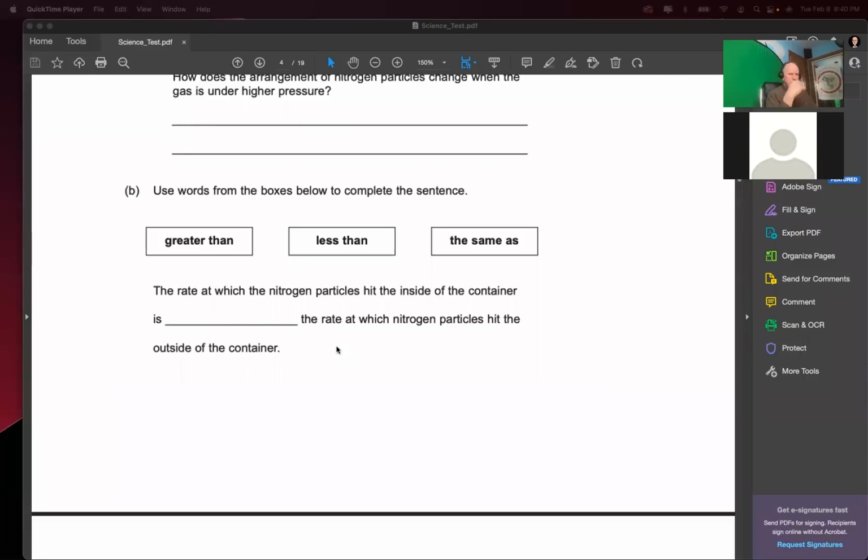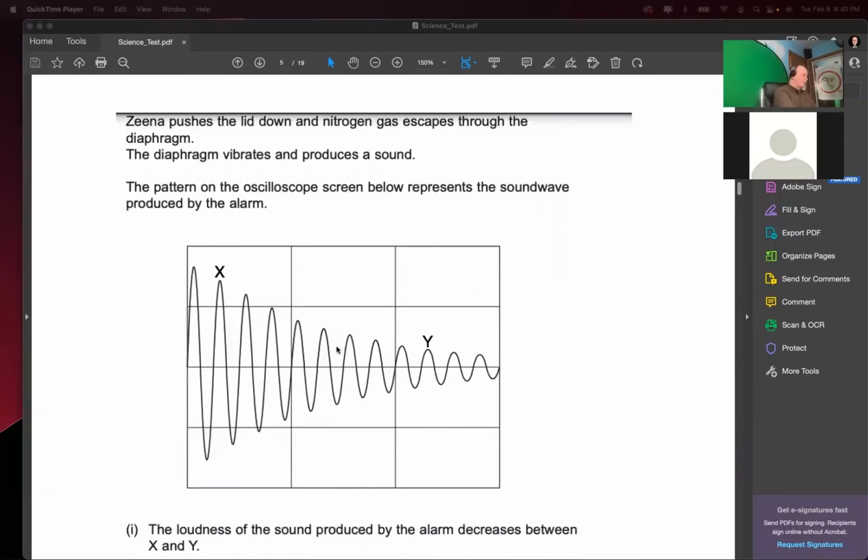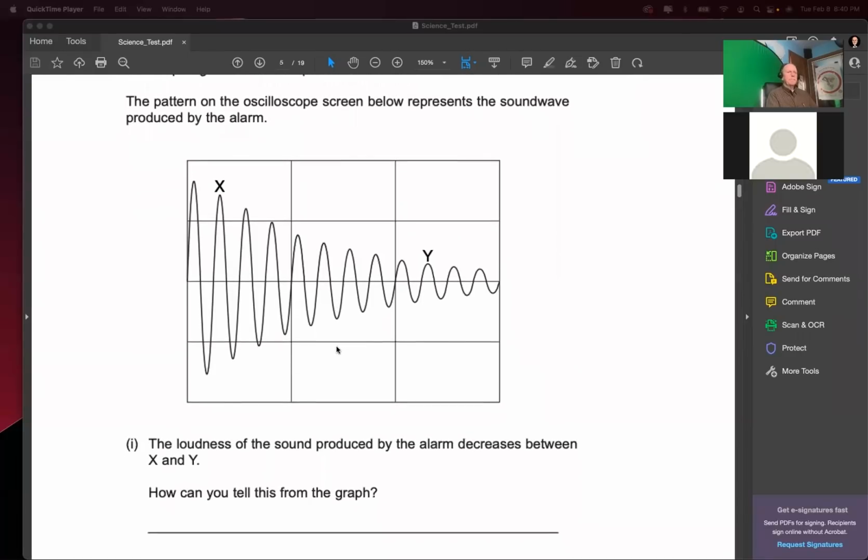You ready for one of the more challenging ones? Sure. Xena pushes the lid down and the nitrogen gas escapes through the diaphragm. The diaphragm vibrates and produces a sound. The pattern on the oscilloscope screen below represents the sound wave produced by the alarm. So can you see the oscilloscope screen?